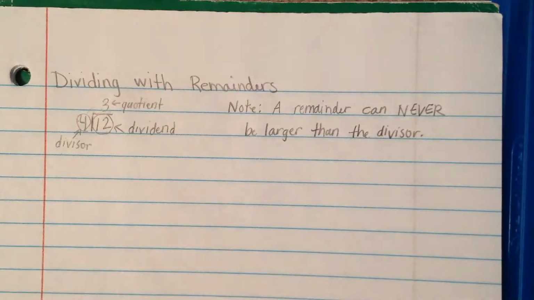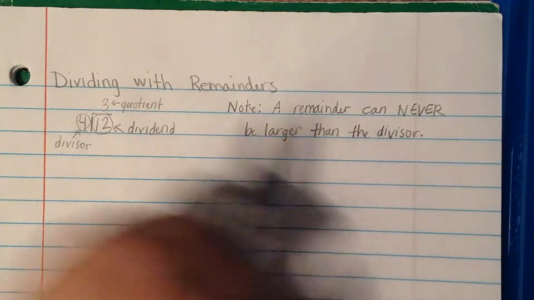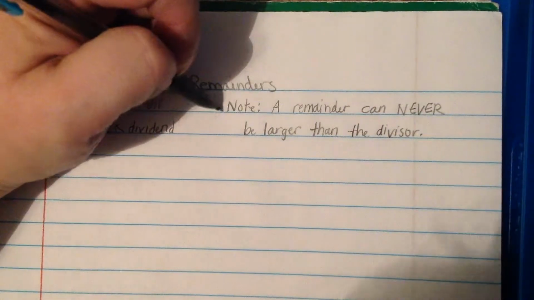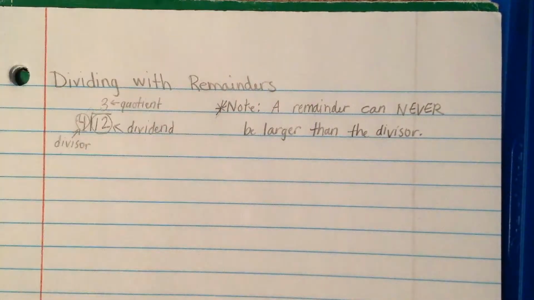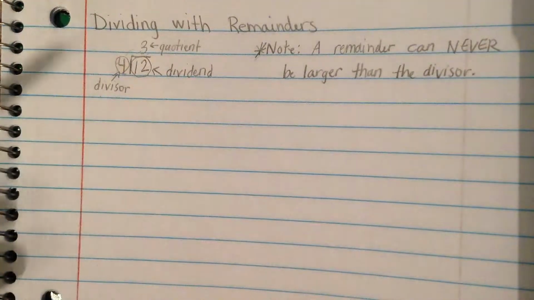This is very important to note. If you have a remainder that is larger than your divisor, then your quotient is not big enough. Okay, so this is a very important note that we're going to be paying attention to while we're working with remainders. So let's look at a couple problems. Remember, when we divide, it's the inverse operation of multiplication. Well, how do we do it when we have a remainder?